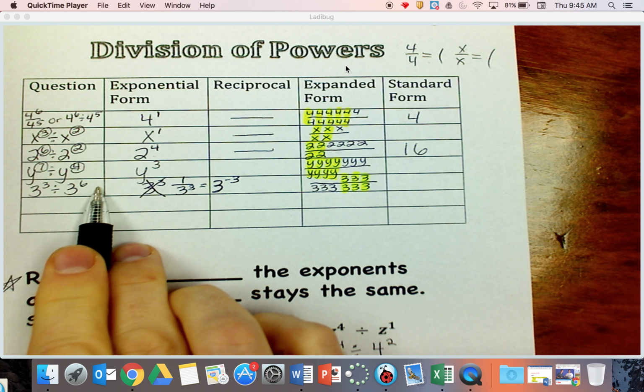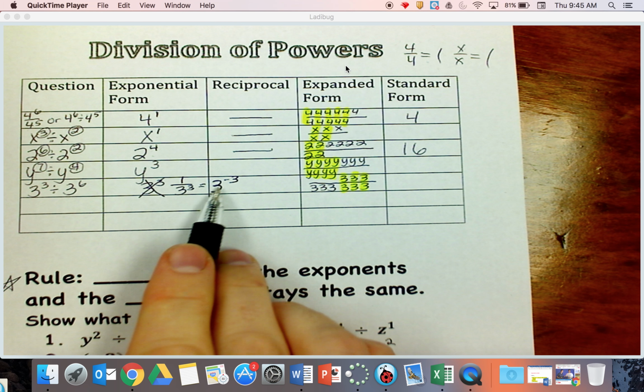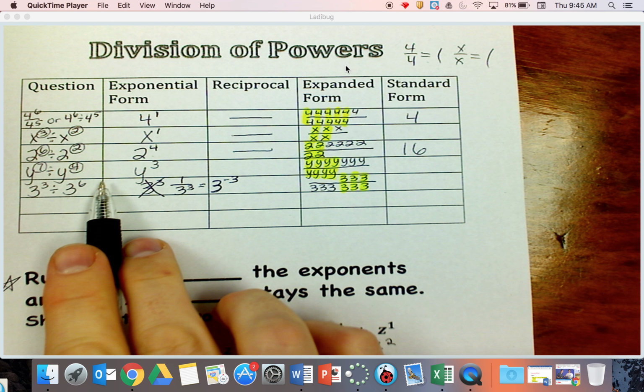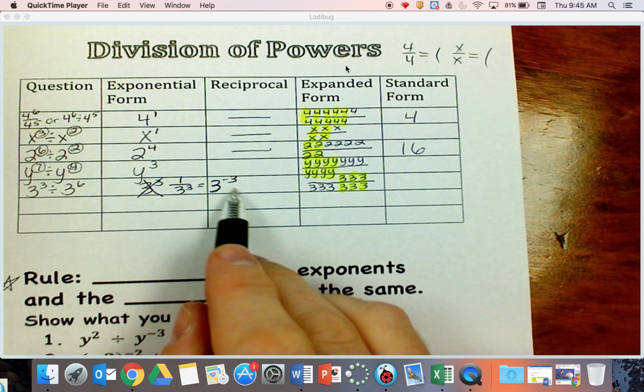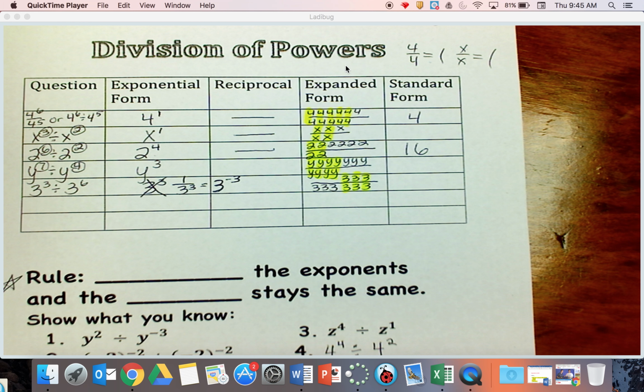Because when I subtract those, I get negative 3. It's the same thing. 3, take away 6, I get negative 3. When I took the reciprocal of that, I get the same thing. So both of those are the correct answer. All right, let's try another one.